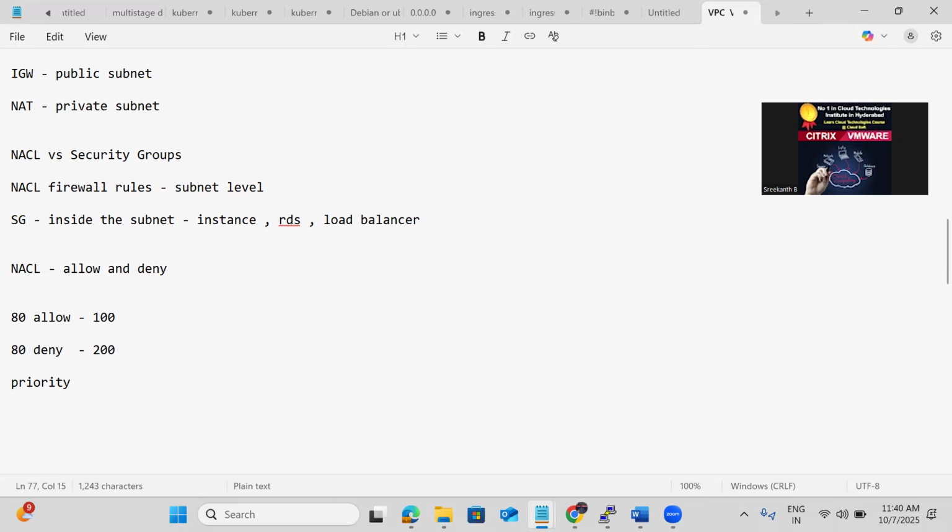Any doubts on this? We don't have these allow and deny rules and rule priorities in the security group. In the security group, only the allowed rules are what we are going to configure. Any doubts on this?